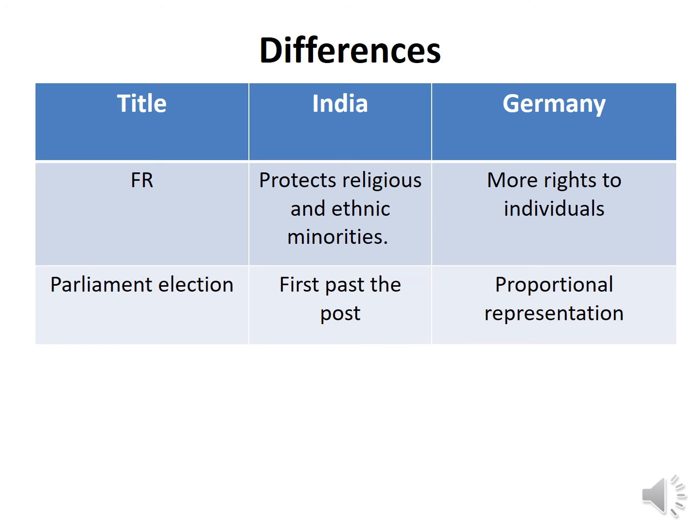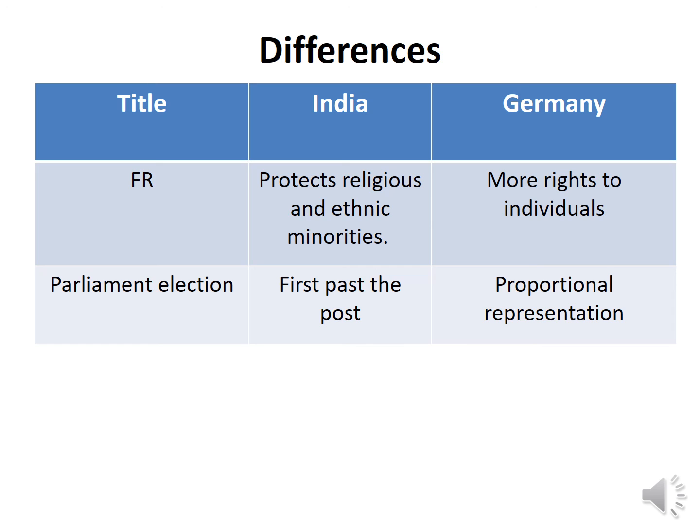In the first past the post system, even if you score 30% or 25% of votes, if you have the maximum votes, you will be elected. But in Germany, it is proportional representation, i.e. the person who gets 51% of votes, greater than 50%, will be considered elected. So this is the difference in the method of election of parliament members in India and Germany. These are the major differences between the Indian and German constitutions.